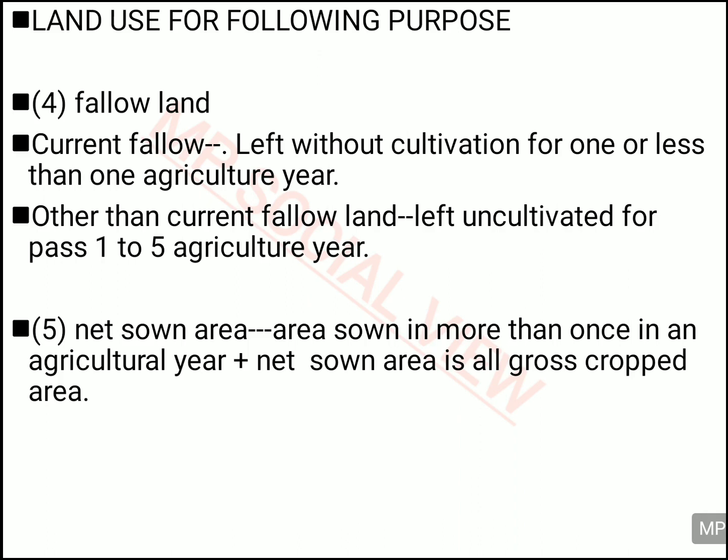The total area sown in cultivation is called net sown area, and if you add the areas which are cultivated more than once in an agricultural year to the net sown area, then you get gross cropped area.